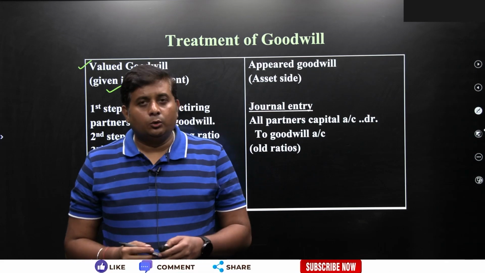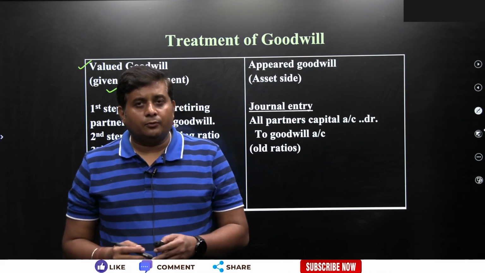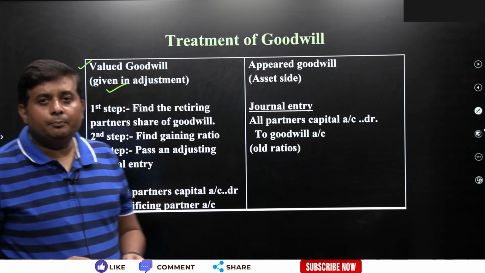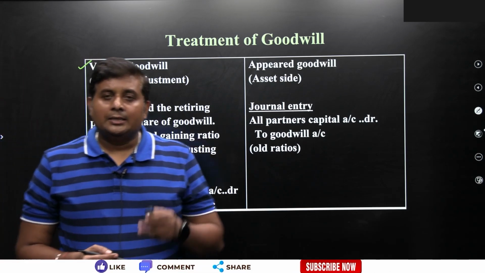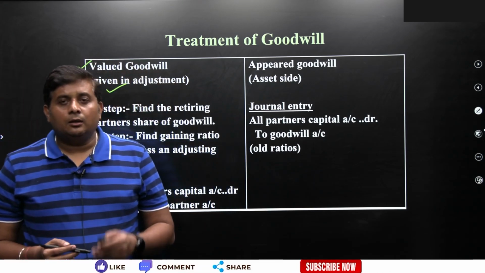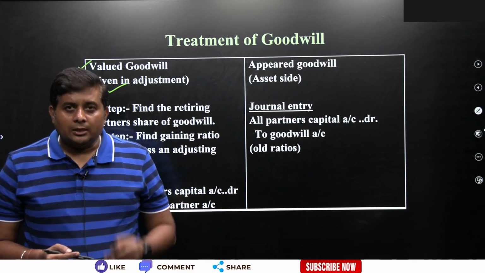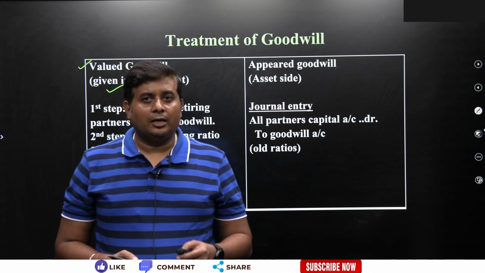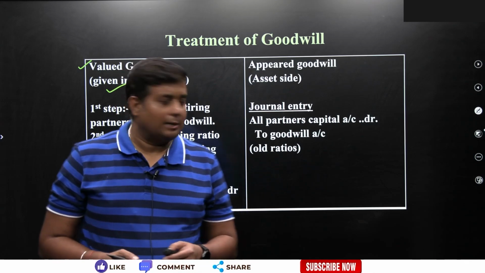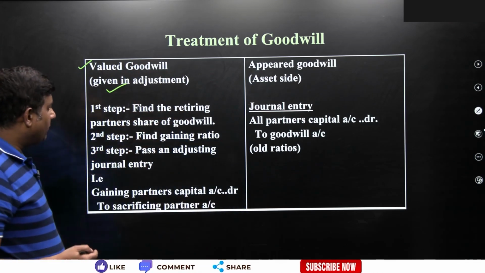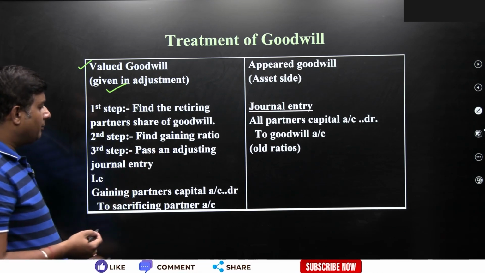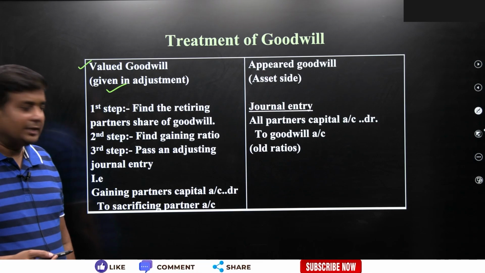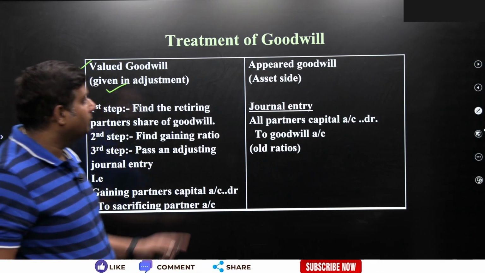Now, in order to pass the journal entries for valued goodwill, I have given you certain steps. Like first step, find the retiring partner's share of goodwill. Second step, find the gaining ratio. Third step, pass an adjusting journal entry, that is gaining partner's capital account debit to sacrificing partner's capital account.